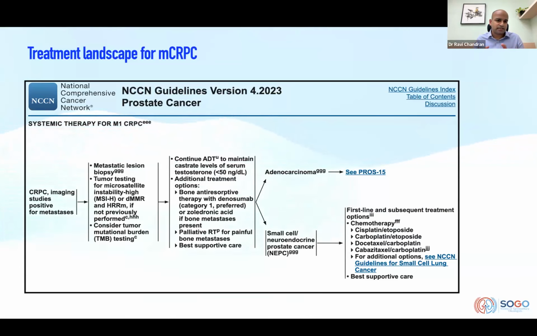And if you see all the trials which we have discussed so far, ADT was there as a part of the treatment. So along with the ADT, we have multiple treatment options which we have discussed, and in a short while, we will look at how to sequence these options. And as we've already seen, if there is a small cell differentiation, the only treatment option is chemotherapy, preferably cisplatin and etoposide combination. There is no role for hormone therapy or PARP inhibitors in neuroendocrine differentiation.